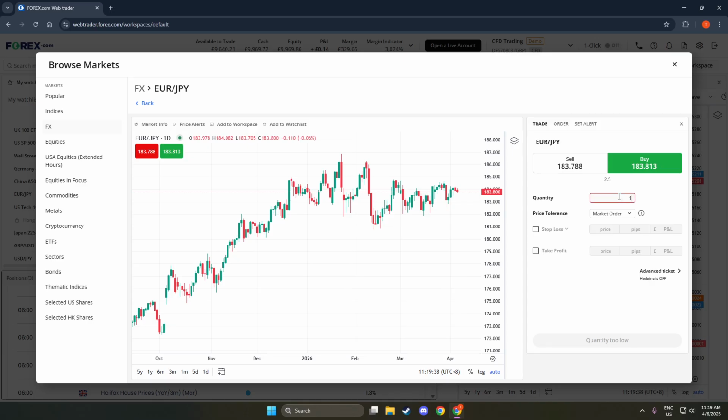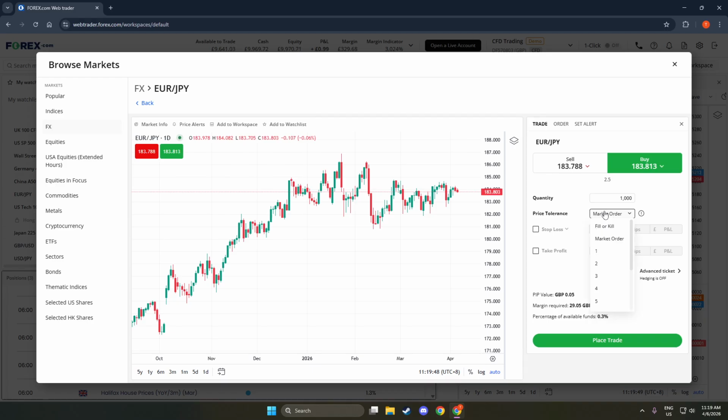When you're ready to act, decide whether you think price will rise or fall. Click Buy if you expect the price to go up, or click Sell if you expect it to go down. This sets up your trade ticket. In the trade ticket, set your trade size, also known as the lot size. Make sure it matches your account size and risk tolerance.